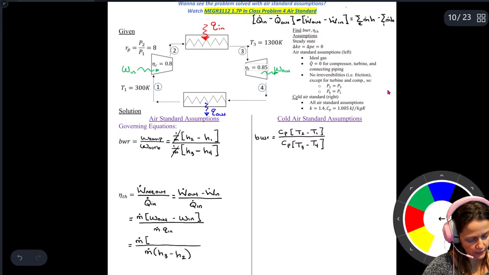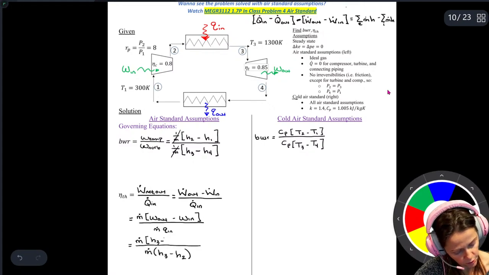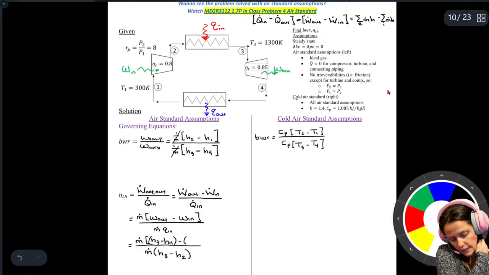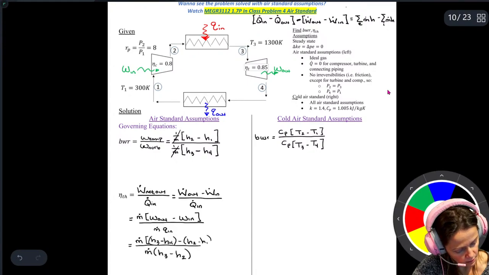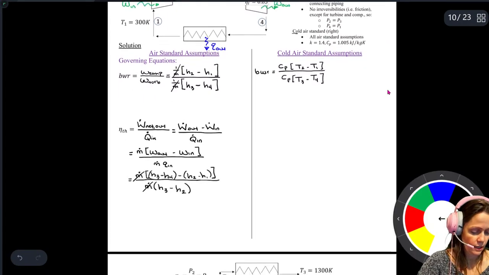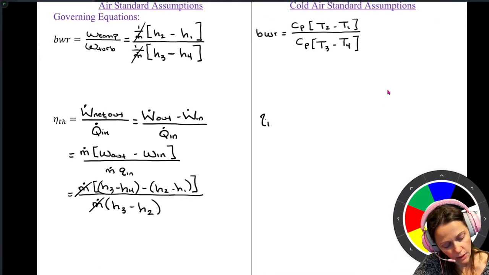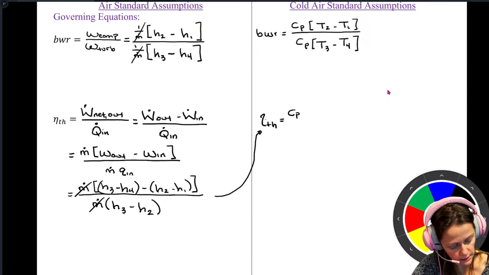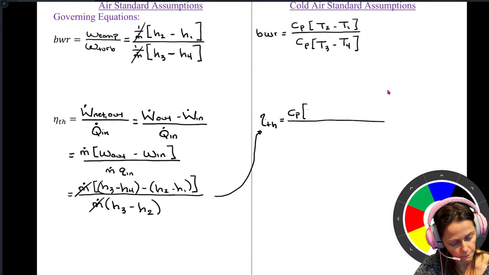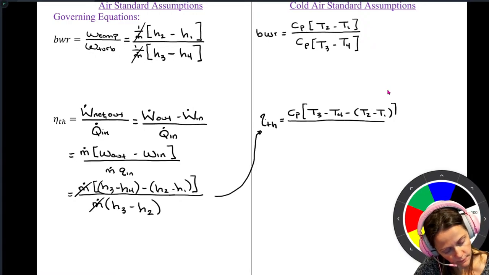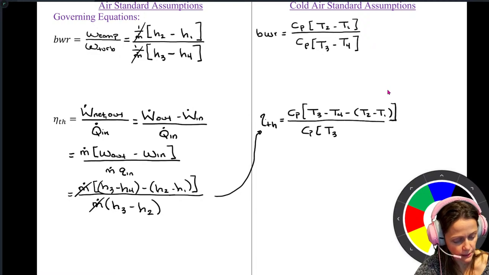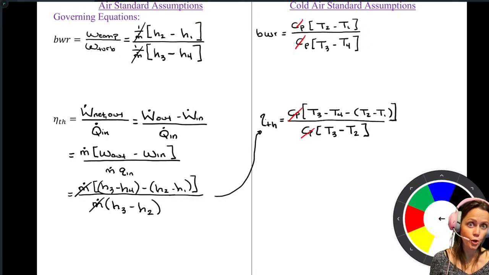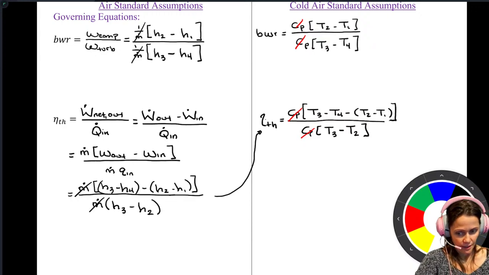All right. Then the other guys, work out. That's for my turbine, H3 minus H4. And my work in is for my compressor, H2 minus H1. And of course, that M dot is going to cancel out. And I told you I needed that because all it means is it just simplifies a little bit. So if I make cold air standard assumptions, this becomes Cp times (T3 minus T4) minus (T2 minus T1). And this becomes Cp times (T3 minus T2). Perfect. And of course, those Cps are going to cancel out. But it's important to know that they were there and why they went away.